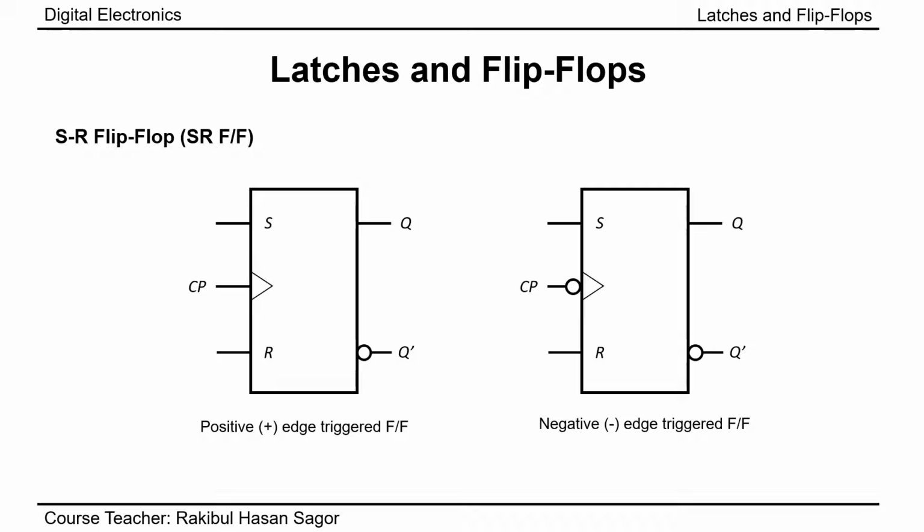Let me show you another figure. Here we can see the graphical symbols of two SR flip-flops. On the left side, you can see we have a clock pulse input, and this is positive edge triggered. On the right side, we have a clock pulse input with a bubble, which means it is an edge triggered flip-flop, but it is negative edge triggered. So by seeing the symbol of an SR flip-flop, we can understand whether it is edge triggered or level triggered, and whether it is positive edge triggered or negative edge triggered.